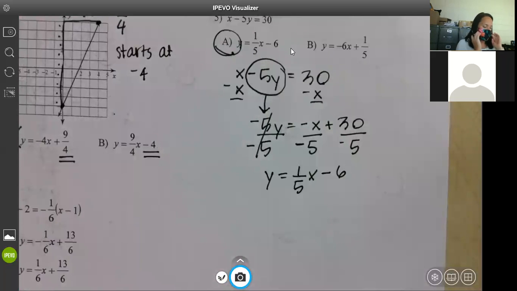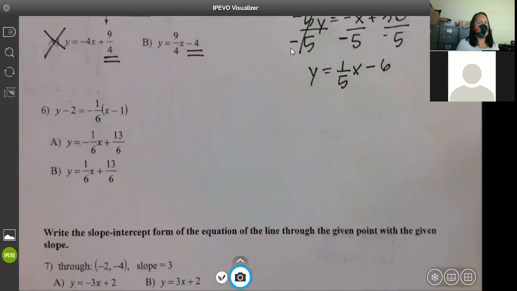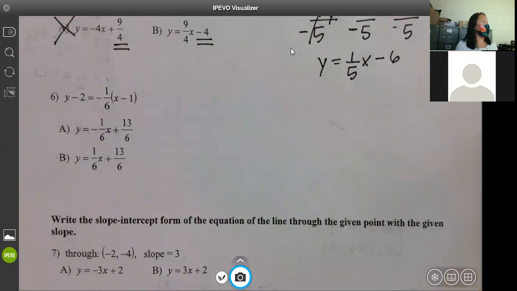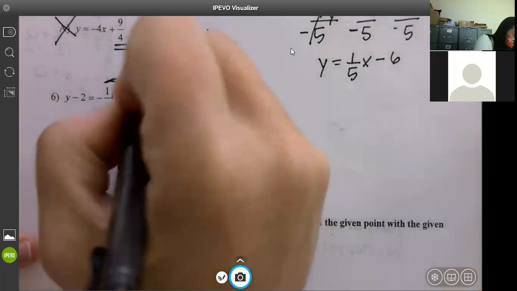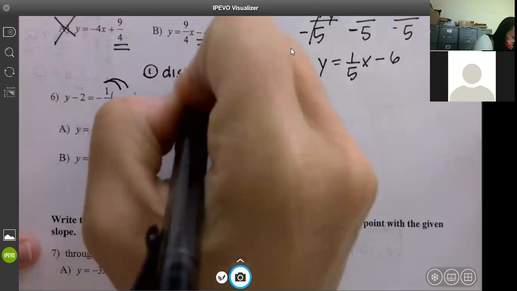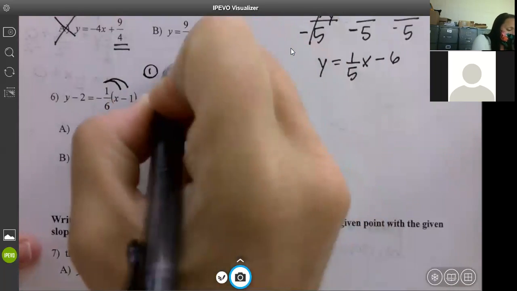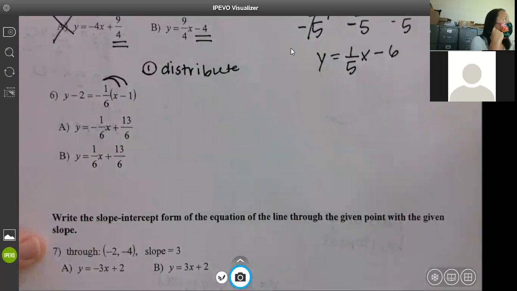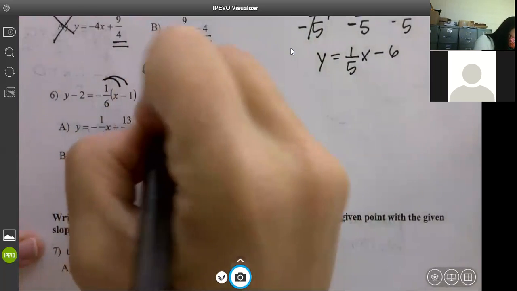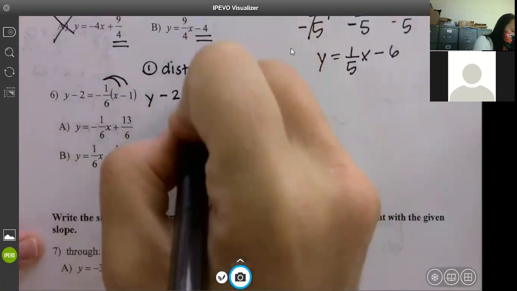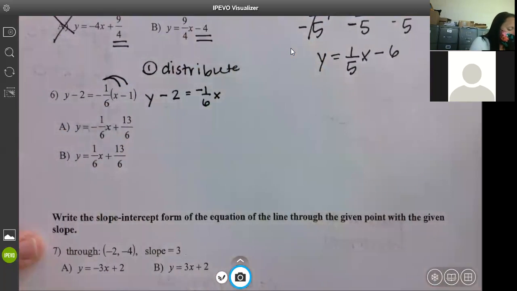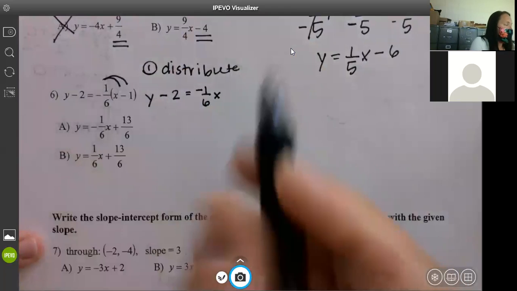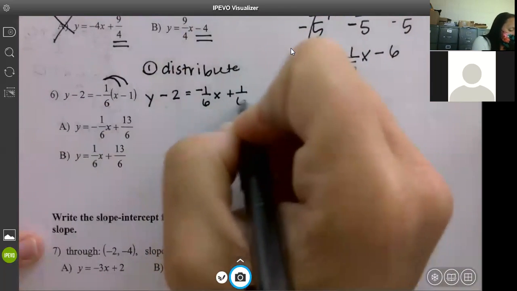All right, so number 6, we haven't really seen anything like number 6. We have, but we've probably forgotten it. All you're doing is solving for Y. So what do you think the first thing I should do is if I see that set of parentheses? Multiply. On this one, the first thing you're going to do is distribute. I would write this down just in case it happened to be next to my computer while I was taking my test. Okay, distribute. -1/6 times X is -1/6 X. -1/6 times -1, a negative times a negative makes a positive.